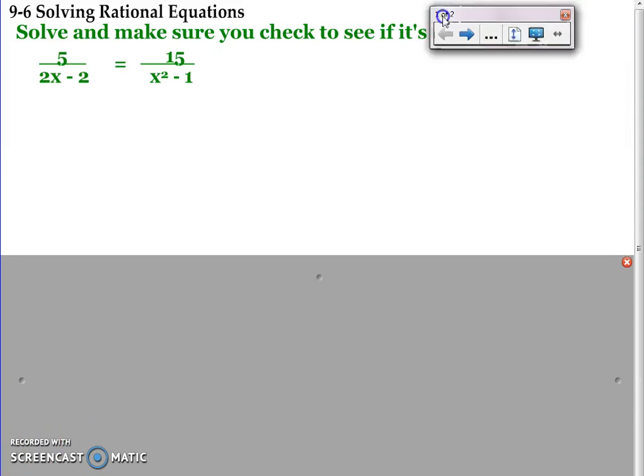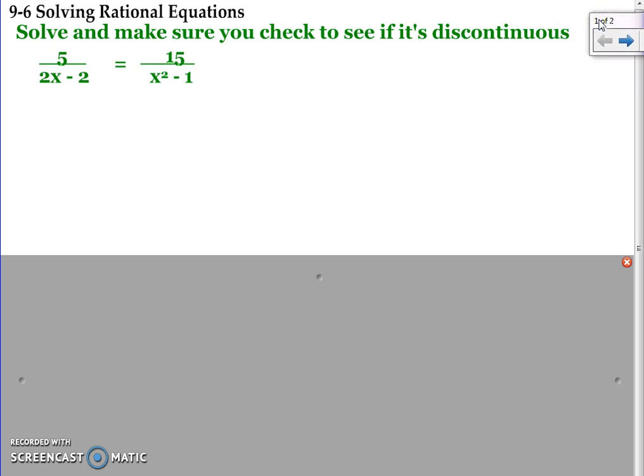All right, this is our last section in chapter 9. This is the first time that we've seen an equal sign with this. Typically we would just see like 5 over 2x minus 2, and you would factor it and see if there's anything you can cancel out. But we are trying to get each of our problems so that it is a fraction equal to another fraction. Because if you have a fraction equals a fraction, what can you do to solve? What process?